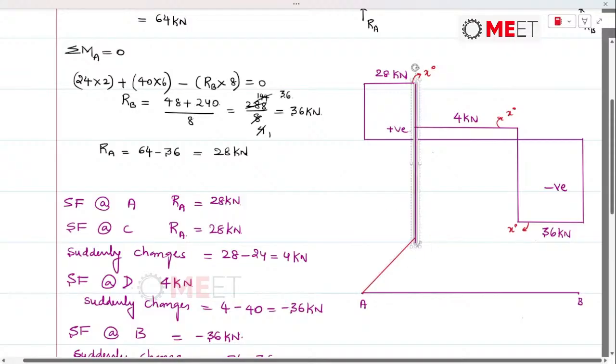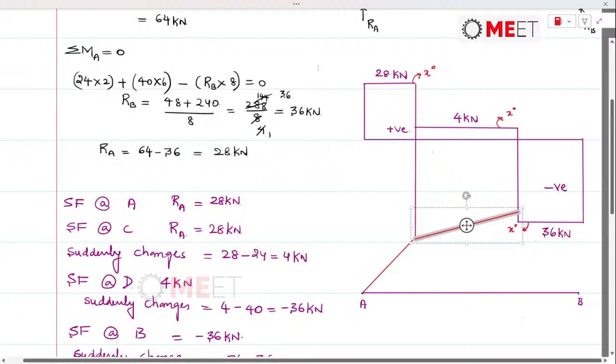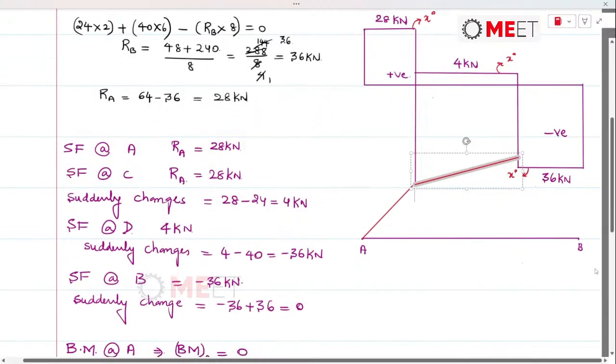Okay, so from this point onwards, the slope is going to change. The slope has to be modified because the point load will produce a discontinuity. So let me extend this up till this line, and let me take this diagram a little down.